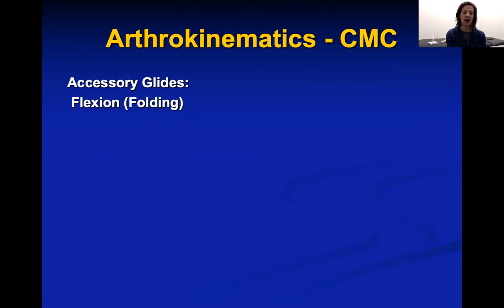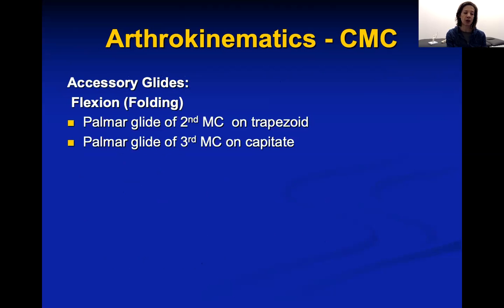Arthrokinematics, the accessory glide. So for flexion or folding, there's a palmar glide of the second metacarpal on the trapezoid. There's a palmar glide of the third metacarpal on the capitate, because don't forget they are concave on convex. Conversely, there will be maybe a dorsal glide of the fourth and fifth on the hamate, but if they're planar, you can check both directions to see if either direction would help the movement that's missing.